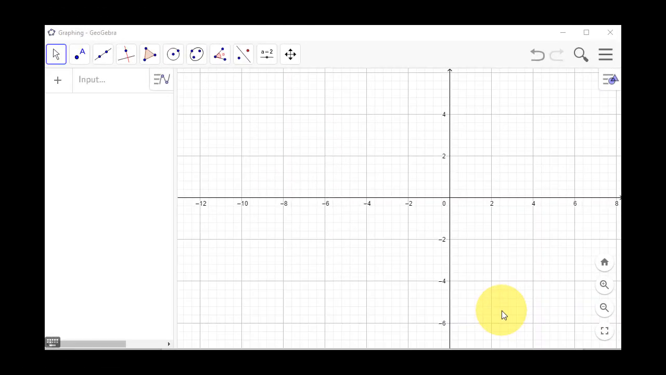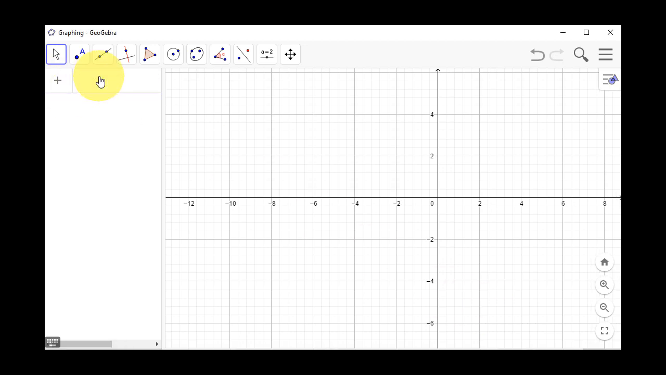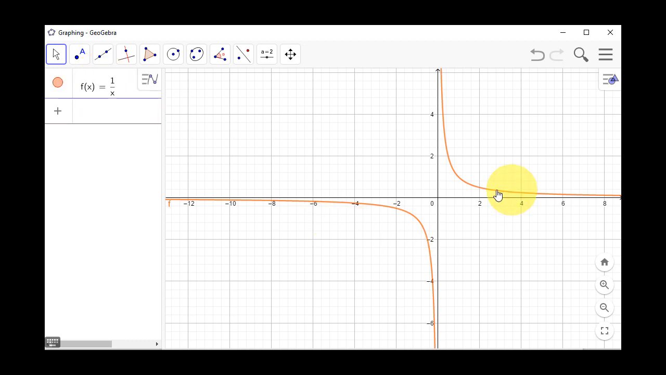Let's try to understand what infinity is. We're going to write our function, in this case 1 over x, and we're going to try to find the limit on the left and on the right of 0.